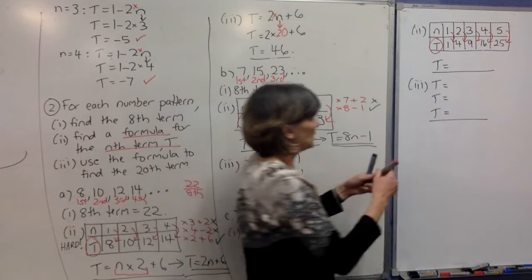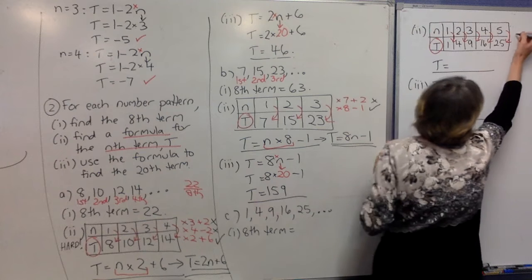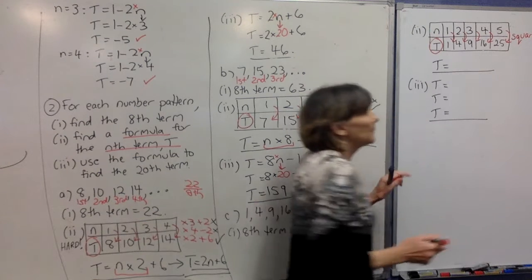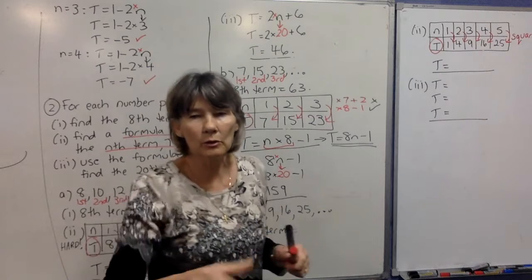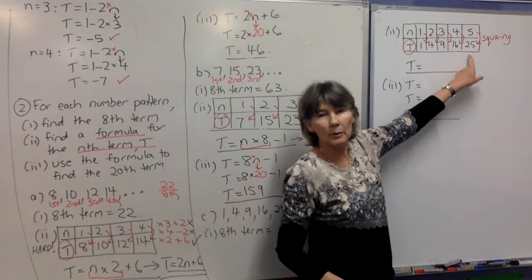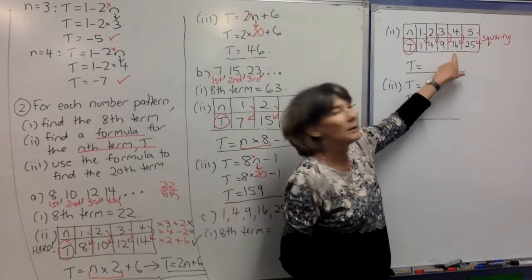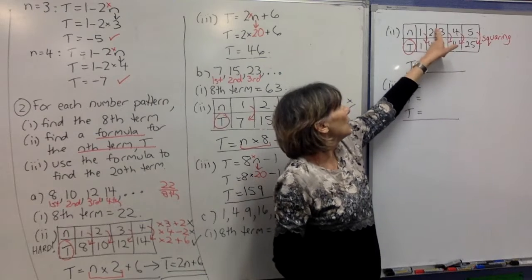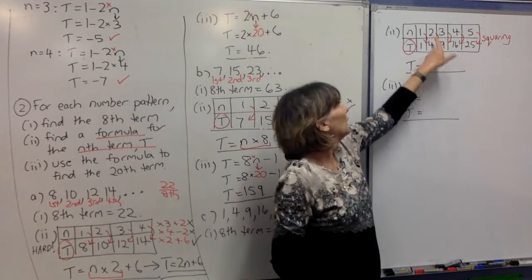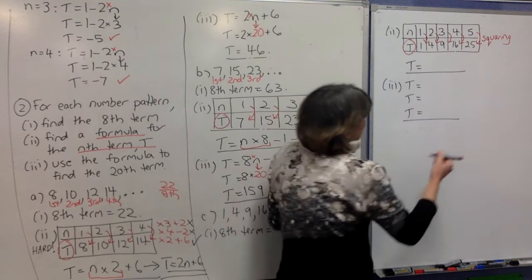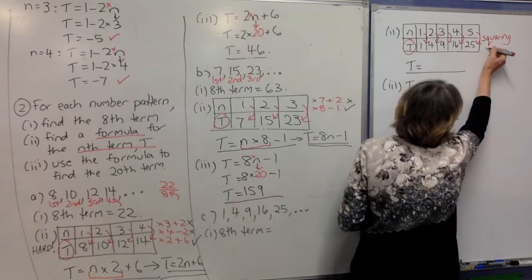But I'll tell you what it is. What we're actually doing is squaring the top number. So if I do 5 squared, I get 25. If I do 4 squared, I get 16. If I do 3 squared, I get 9. If I do 2 squared, I get 4. And if I do 1 squared, I get 1. So remember that squaring is just multiplying the number by itself.